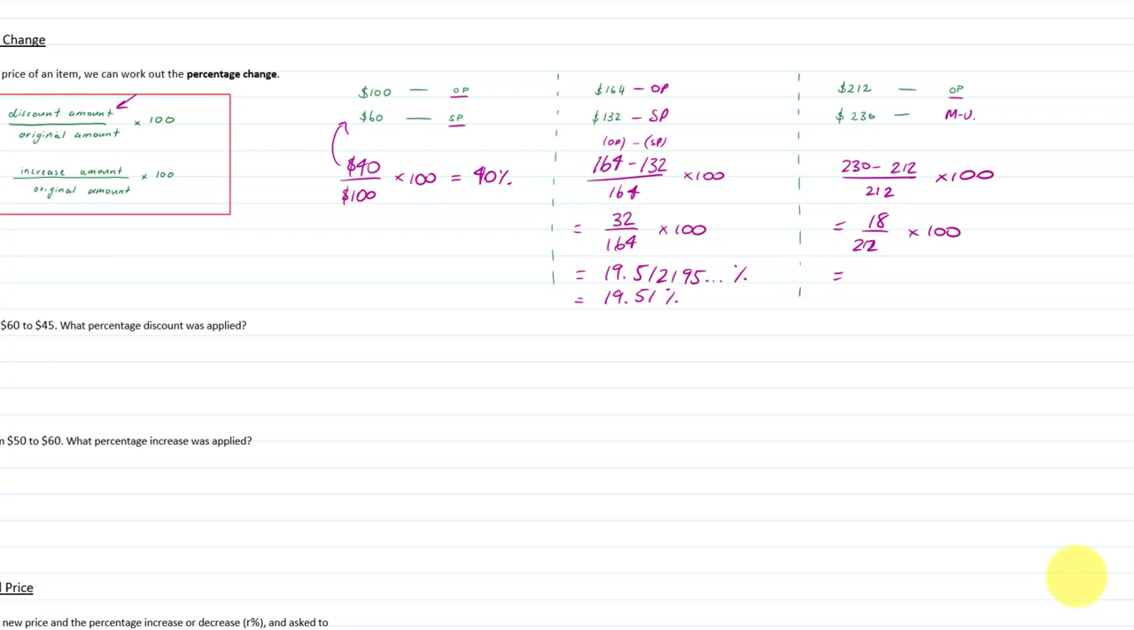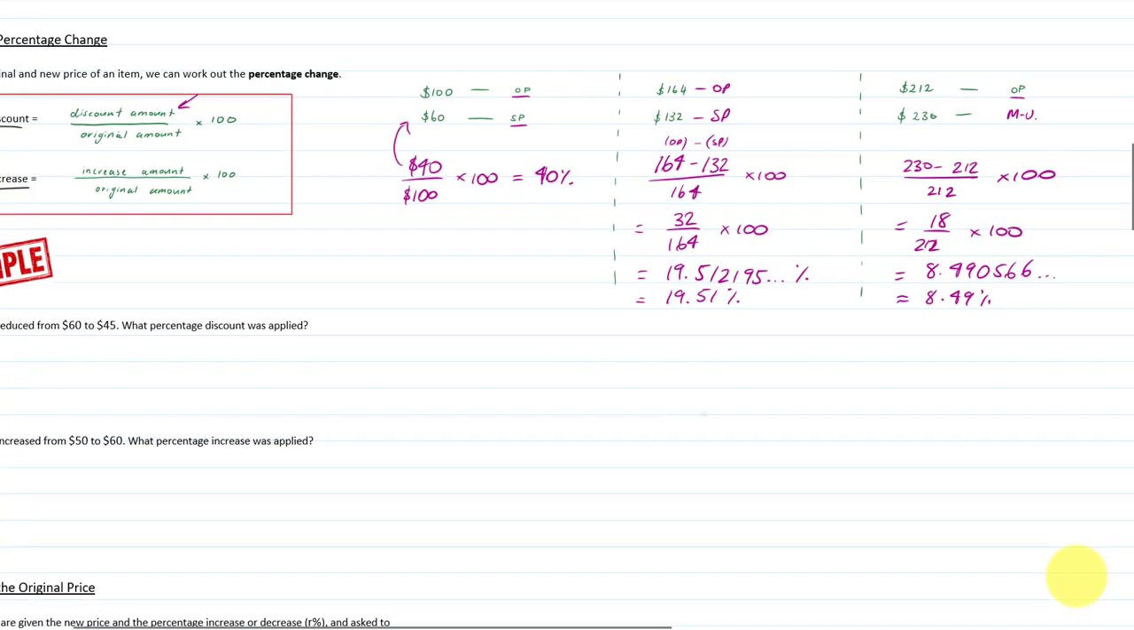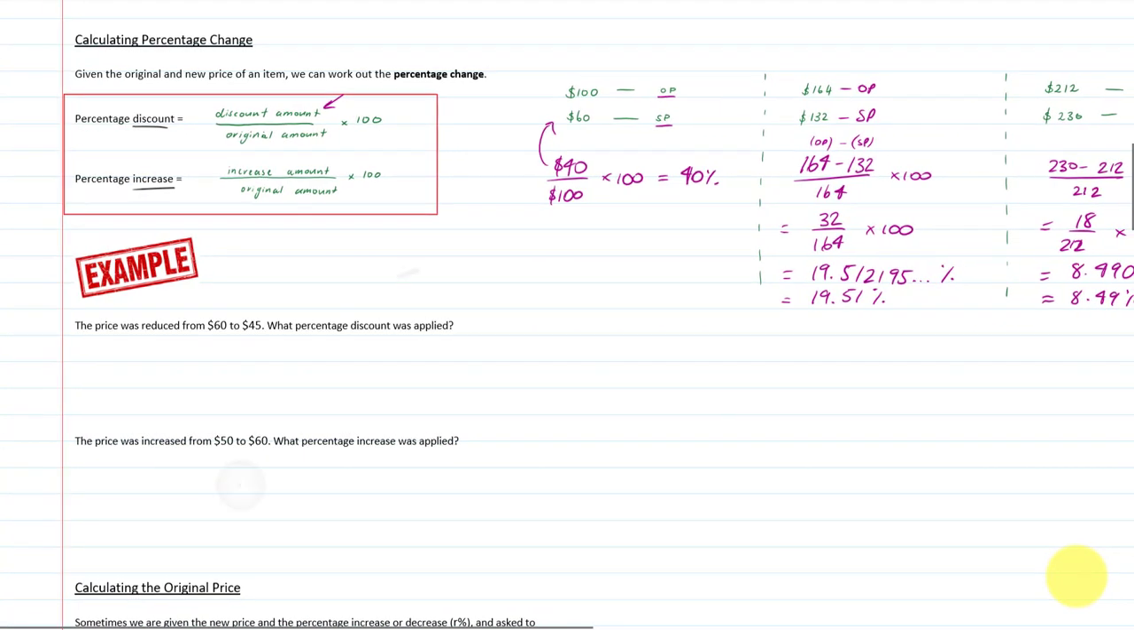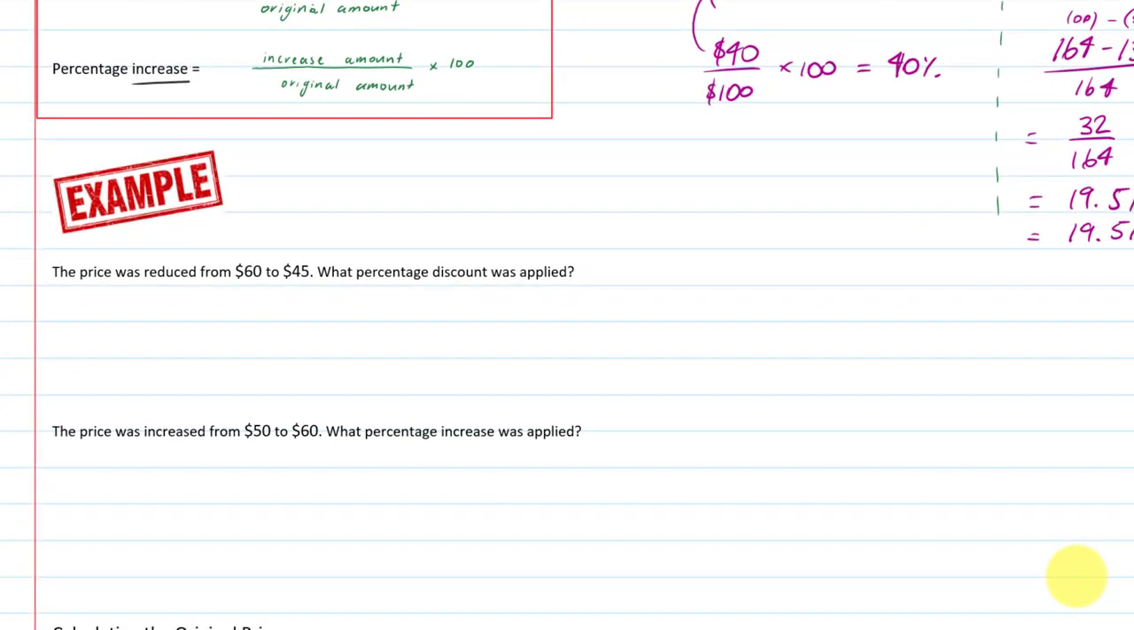And again, maintaining some accuracy, I get 8.490566... and that's about equal to 8.49 to 2 decimal places, which is what I'll stick with. So there we have our percentage increase calculation. So there's some fairly simple examples. Let's look at some examples a little bit closer to what you might see in a textbook.